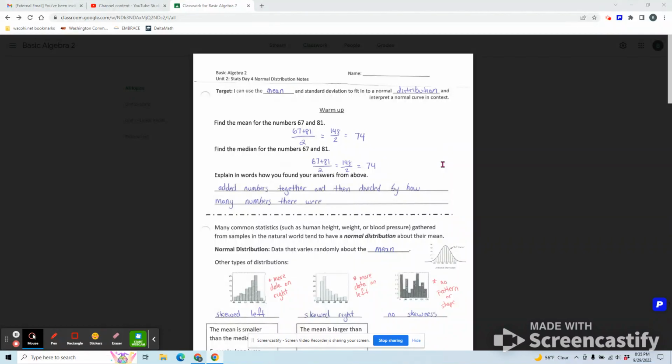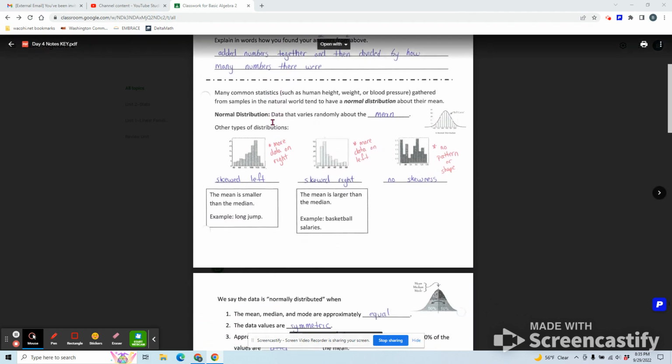Today we're going to focus on normal distribution. So you're going to use the mean and standard deviation to fit into a normal distribution and interpret a normal curve in context. So the warm-up is getting us ready to pretty much graph what we need to. So you're finding the mean or the average. So you're adding your two numbers and dividing by 2. And then the middle number or the median is, since I have two numbers in that set, I add them together and divide by 2.